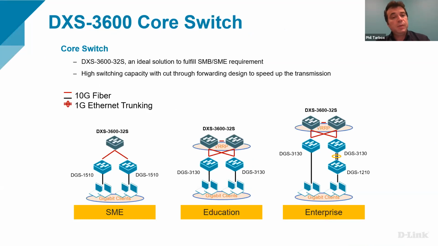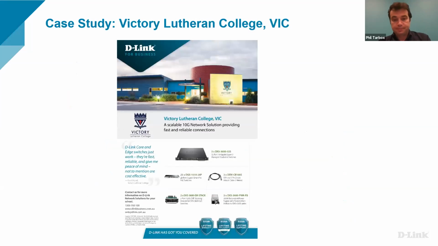I alluded to just a little bit beforehand, the DXS 3600 series of product. Certainly a great way for SMEs, for education, and also in the enterprise to be able to deliver some high speed, very, very powerful networking at the core, bringing in redundancy using features like VRRP, and to be able to deliver a really great networking experience.